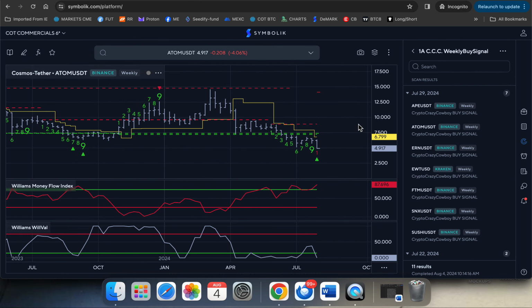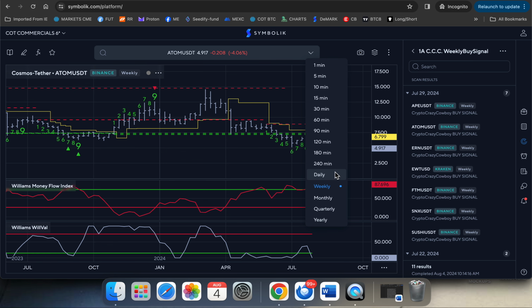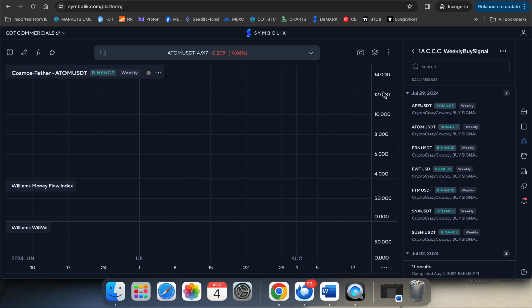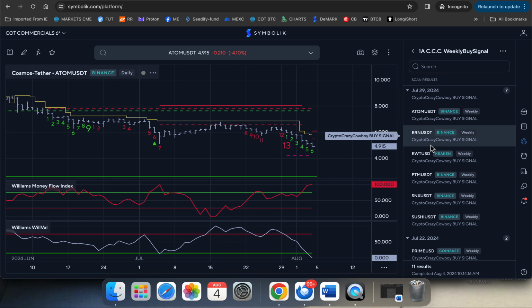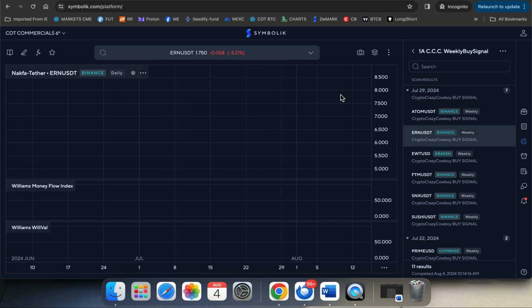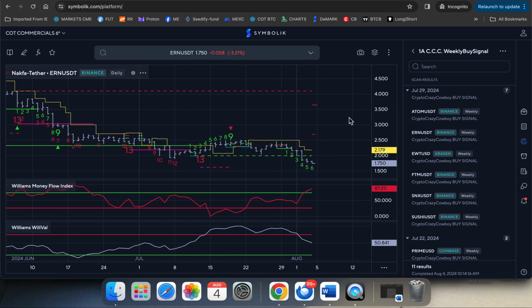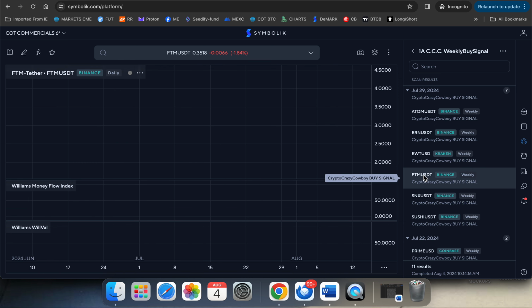So anyway, I was looking at some of these. Where would I put in a buy? You held a gun to my head, I'd put in a bid at 4.205 is where I bid at them. Might round it up to 4.21. Like I said, not financial advice, but you do you. Take care of your own money. This one here, if you want to do ERN, I'd say round it up to $1.63. FTM.